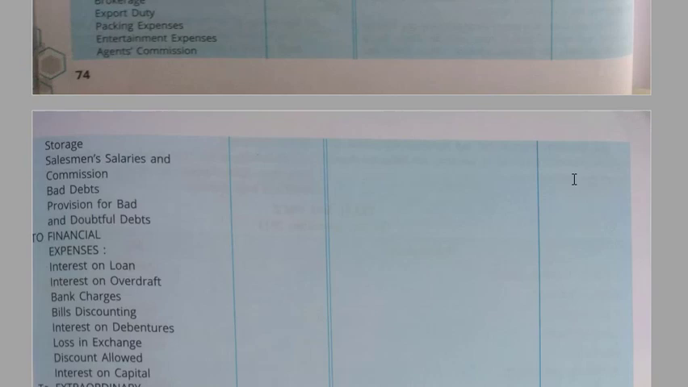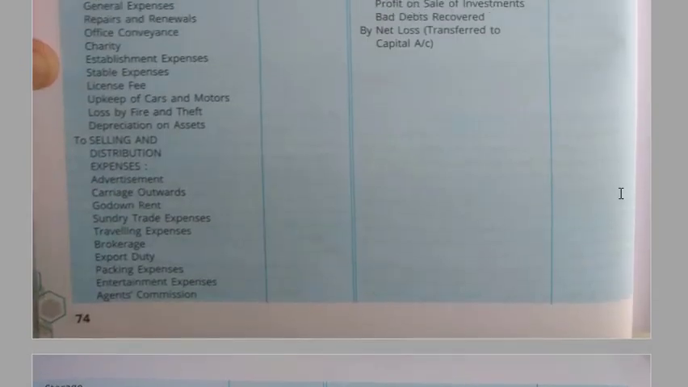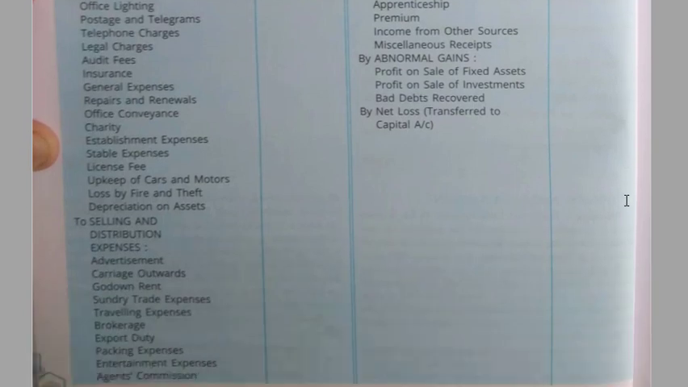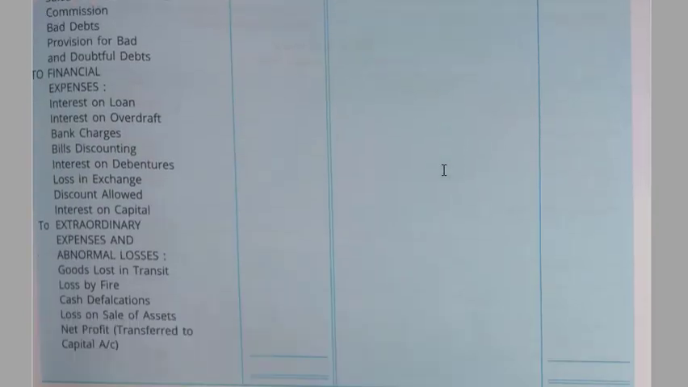Bad debt. What is bad debt? Bad debt means you are not getting your money back. You sell something to your customer and the customer now is not paying, so it becomes a bad debt. Provision for bad and doubtful debt. So all these expenses come under the heading of your selling and distribution expenses.